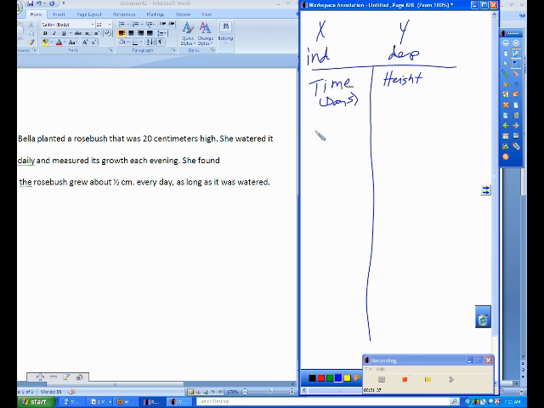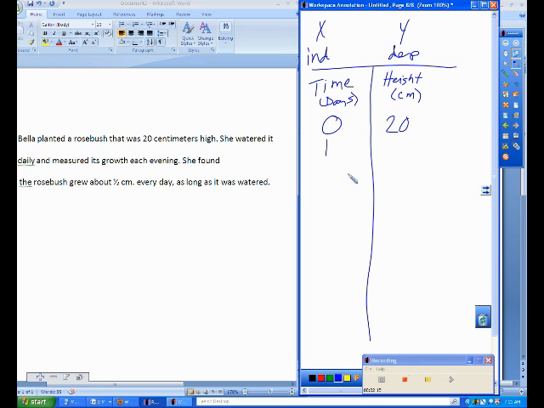So, when Bella very first plants the bush, that means that no days have gone by yet, and it's 20 centimeters high. I'm going to label it here so we know we're talking about centimeters. So day 0, no time has passed yet. When she first plants the rose bush, it's 20 centimeters high.